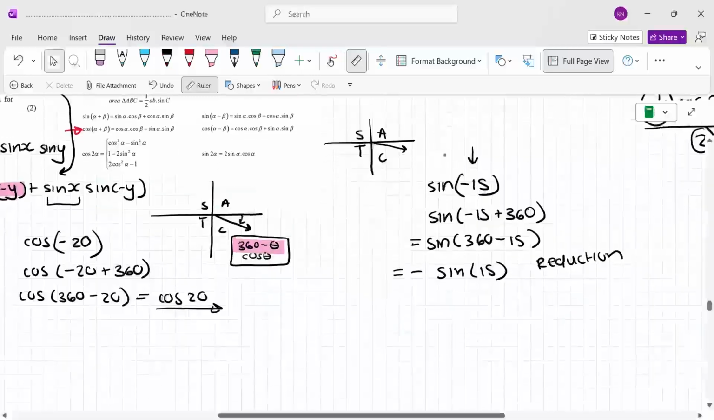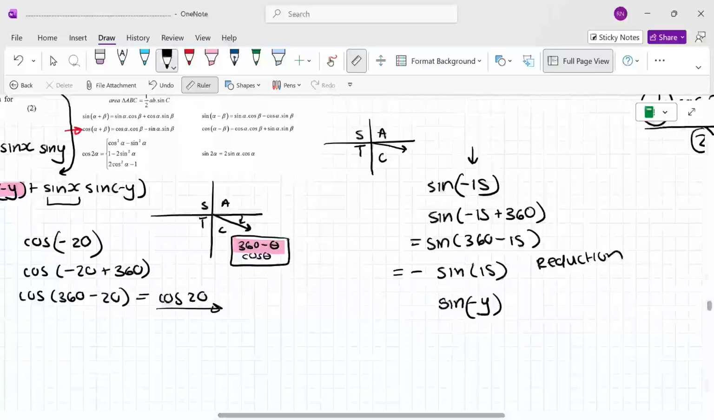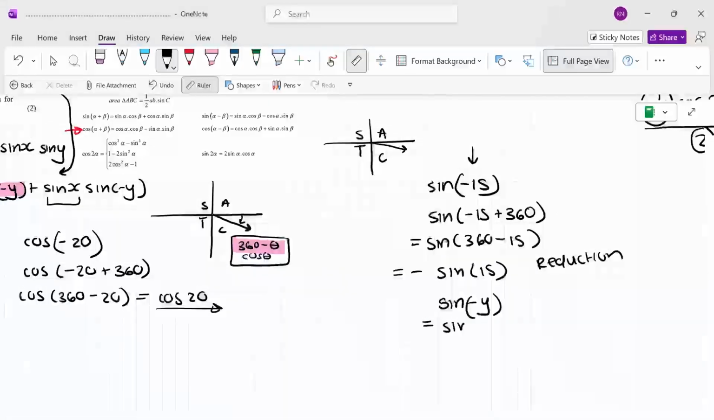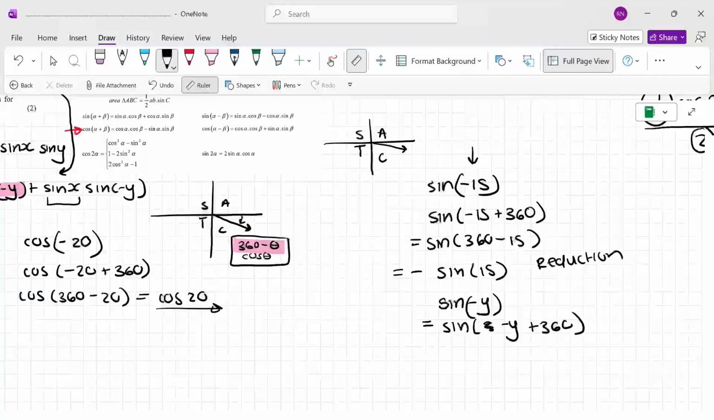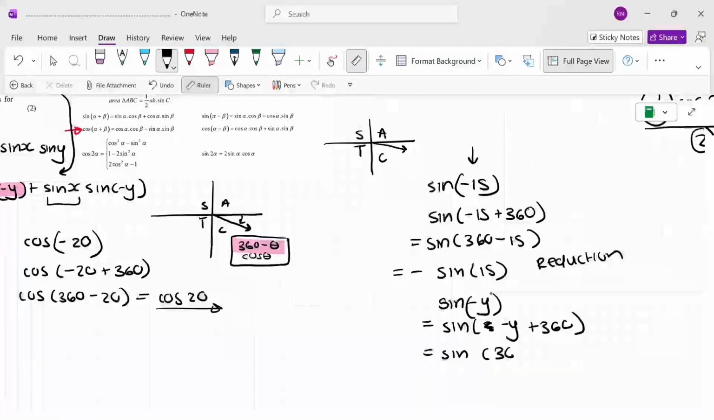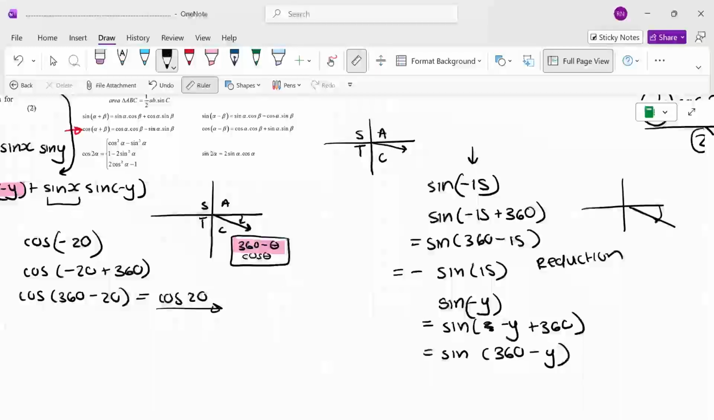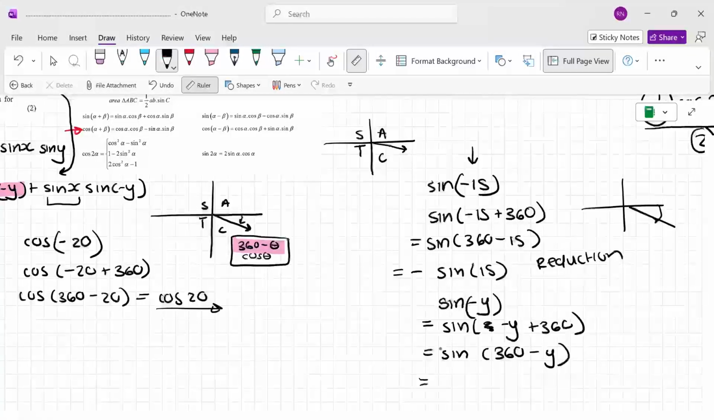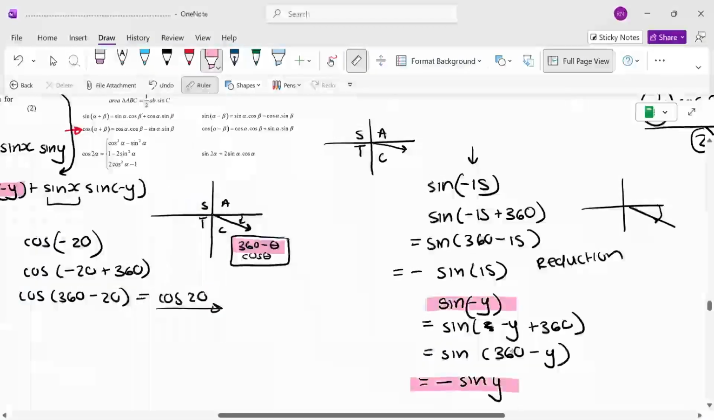So if I have sine of minus y, I can't have a negative angle, so I need to add 360 to this. So sine of minus y plus 360, right? And so I can move that 360 to the front. So sine of 360 minus y, which is in this quadrant. And sine is negative in that quadrant, so it's going to be negative sine of y. So we've just proven that sine of a negative angle is equal to negative sine y.